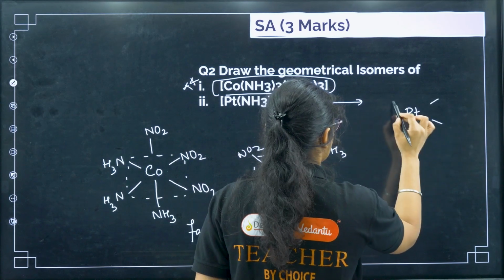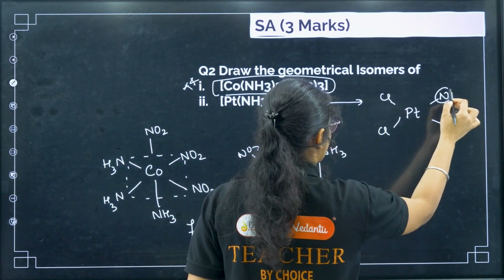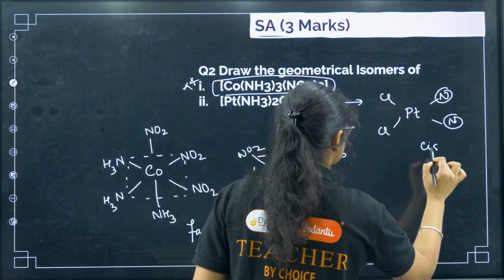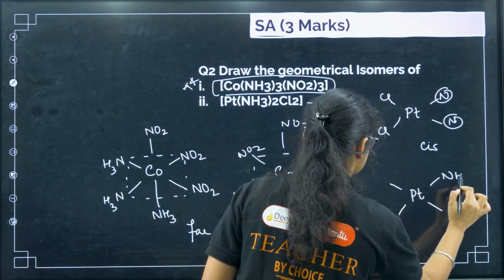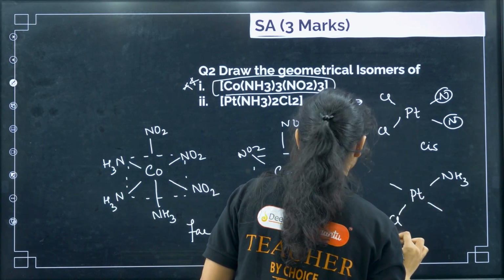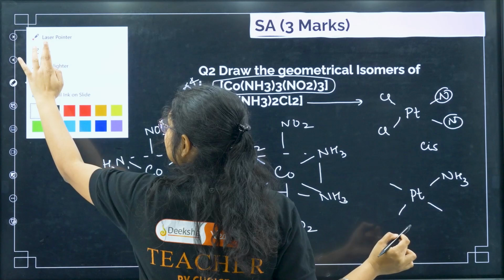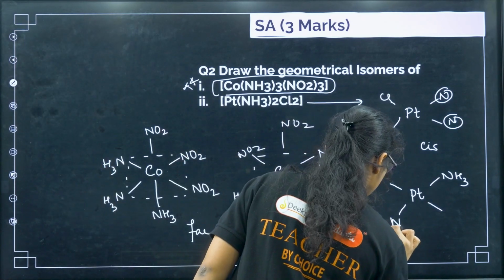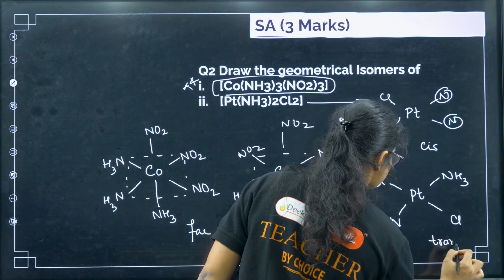So Pt, if you have NH3, I'm just writing the first letter, write down the full name, NH3, NH3 on the same side, so this is cis. And then you have Pt, on the opposite side NH3 and Cl, and Cl, so this is your trans.